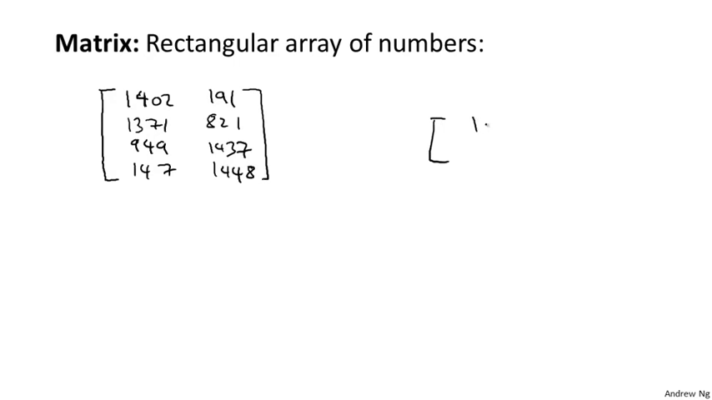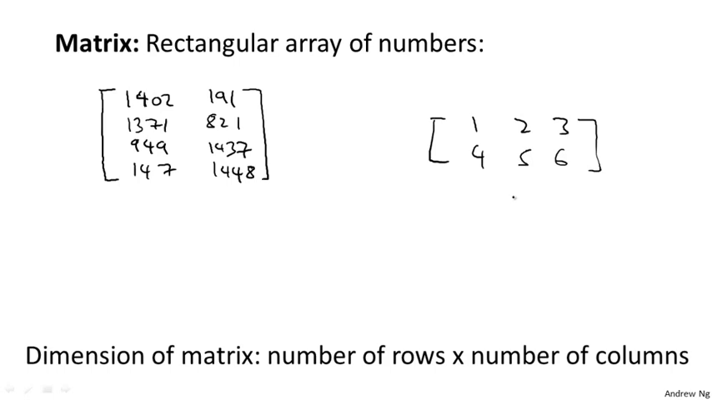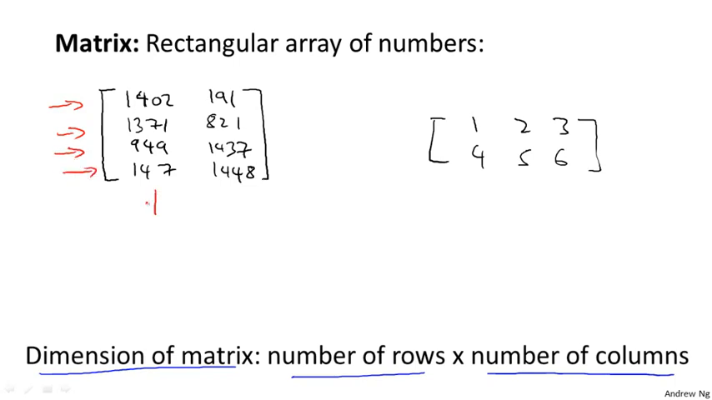And here's another example of a matrix. Let's write 1, 2, 3, 4, 5, 6. So a matrix is just another way of saying a 2D or two-dimensional array. The other piece of terminology we need is that the dimension of a matrix is written as the number of rows times the number of columns. Concretely, this example on the left has 4 rows and 2 columns, so I'm going to say this is a 4 by 2 matrix, okay? Because it's number of rows by number of columns, so 4 rows, 2 columns.